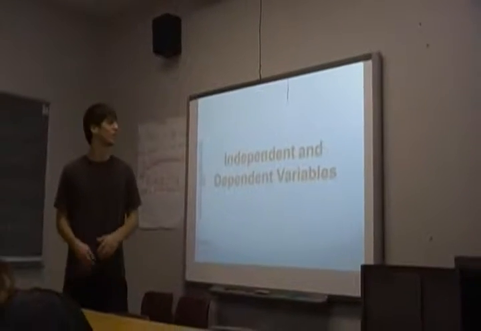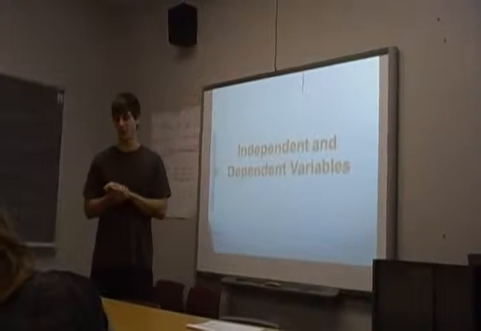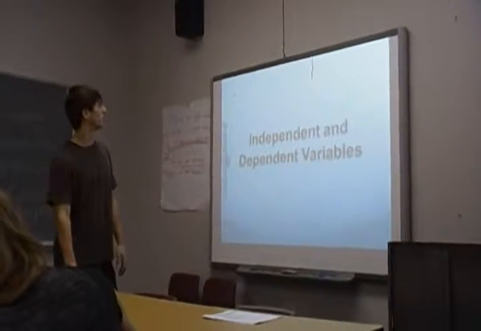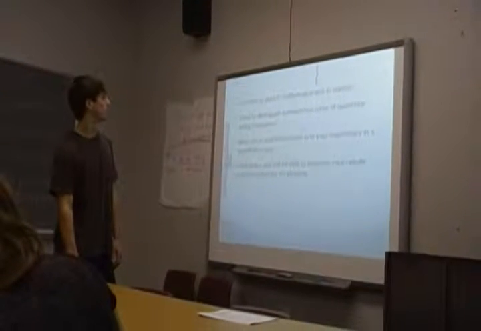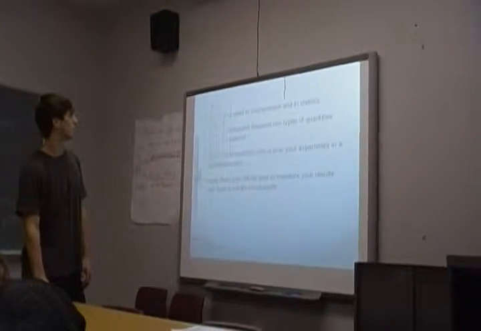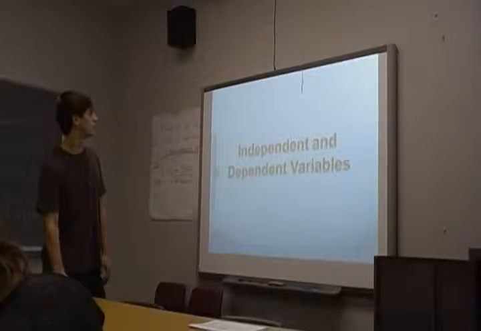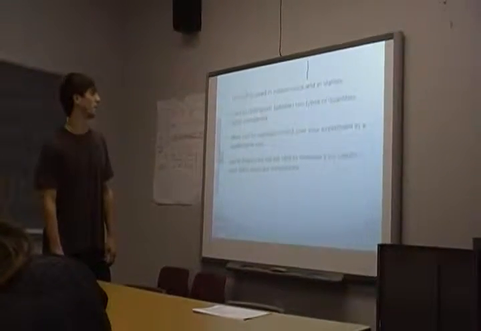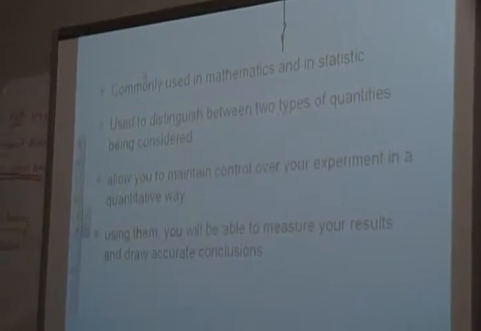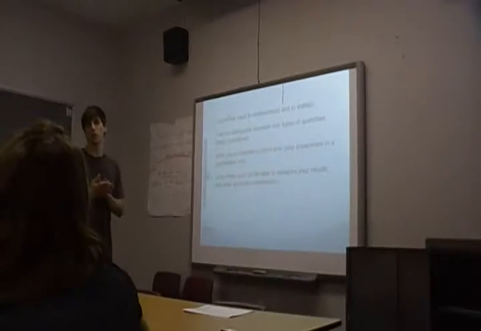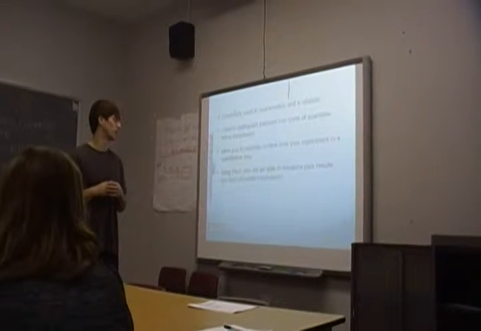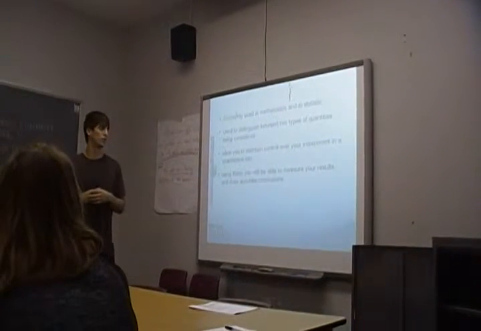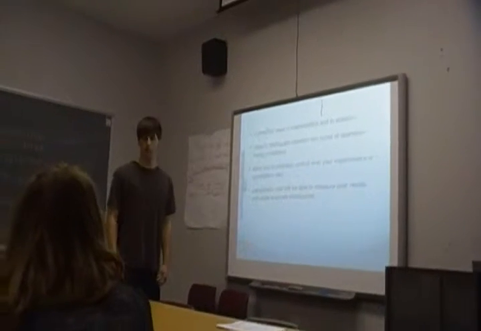Alrighty class, today we're going to learn about independent and dependent variables, provide a few examples, and distinguish between the two of them. Variables, independent variables and dependent variables are commonly used in mathematics and statistics, and they're used to distinguish between two types of quantities which are being considered. They allow you to basically maintain control over your experiment in a quantitative way, and using them you'll be able to measure your results and draw accurate conclusions.